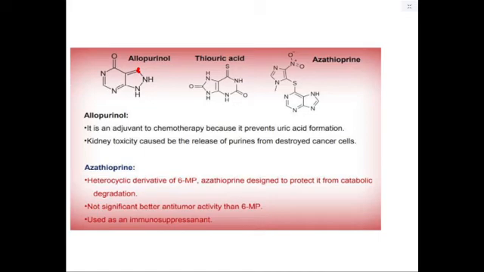Again, this is very similar. The other one was 6-mercaptopurine. This is thioguanine, so very similar. Again, this 6-thioguanine will be converted by hypoxanthine guanine phosphoribosyltransferase into its nucleotide. The same thing we said about 6-mercaptopurine: the same enzyme, hypoxanthine guanine phosphoribosyltransferase, converts it into its nucleotide.